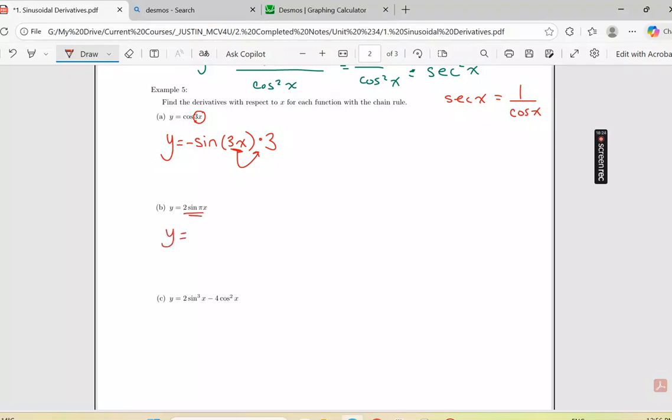Next, y equals sine pi x, times 2. Now, what's the derivative of sine again? Derivative of sine is just cos, so I copy that down. Cos of pi x times chain rule pi, because derivative of pi x is just pi. To simplify that, I'll get 2 pi times cos pi x. Okay.